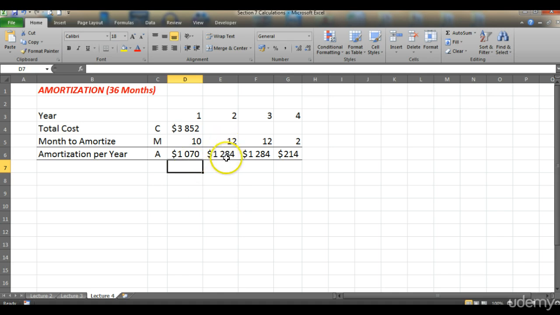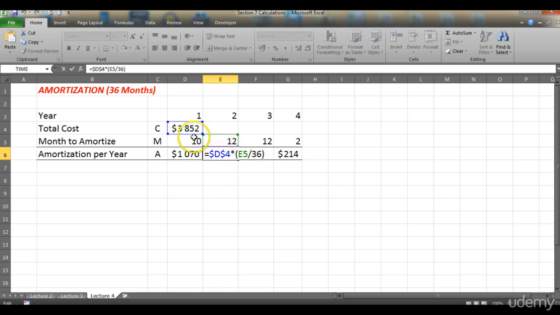The second and third year will each equal 12/36, 1/3 of the total, and the formulas are the same. Total cost divided by 12, multiplied by 12 divided by 36. And that's why we have the same amounts here.